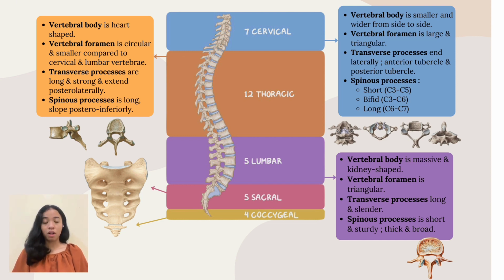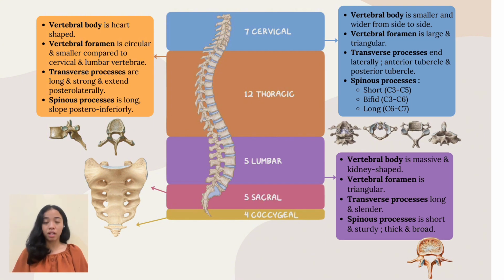For thoracic vertebra, the vertebral body is heart-shaped. The vertebral foramen is circular and smaller compared to a cervical and lumbar vertebra. The transverse processes are long and strong and extend posterolaterally. The spinous process is long and slopes postero-inferiorly.